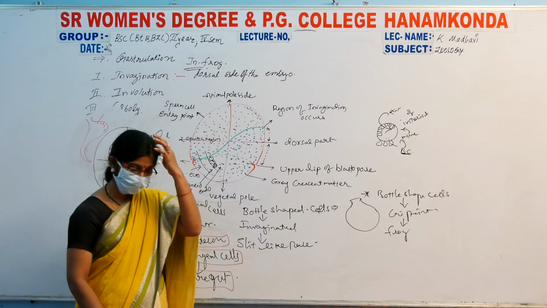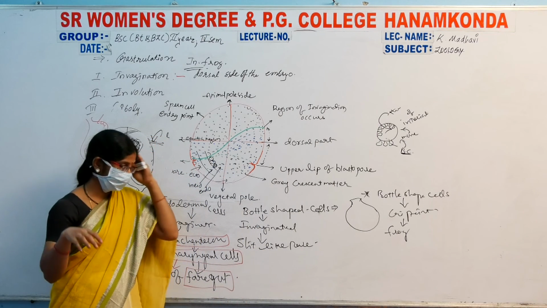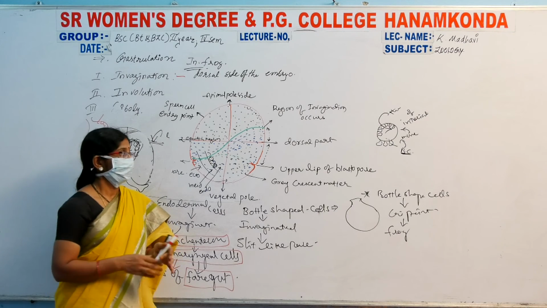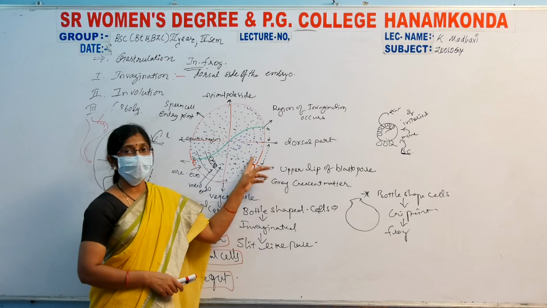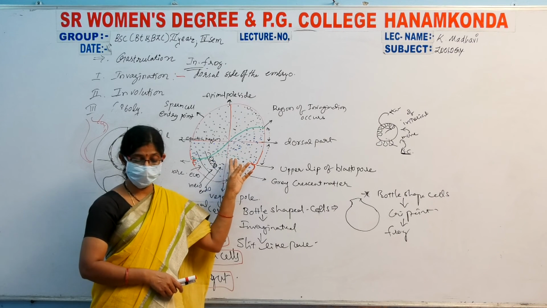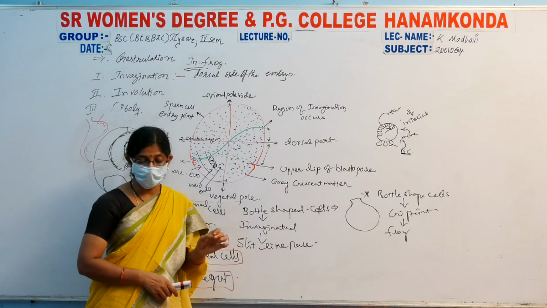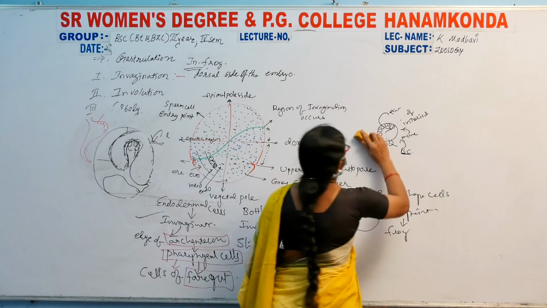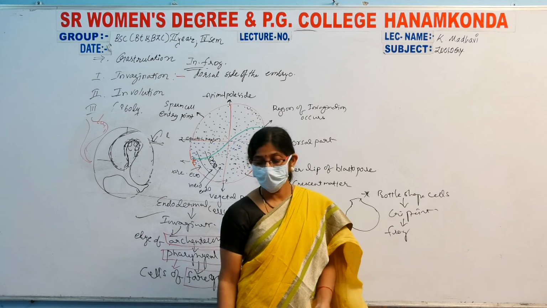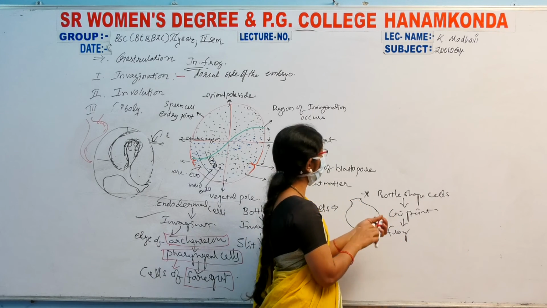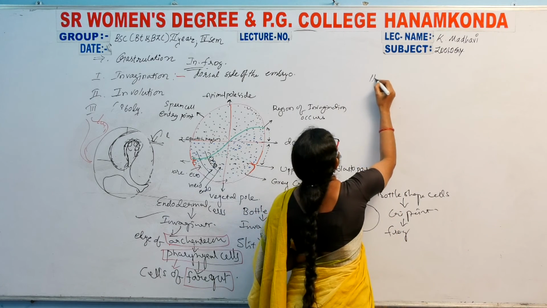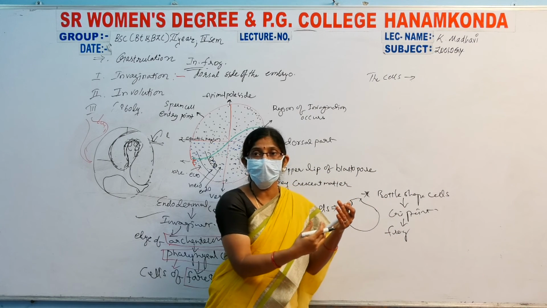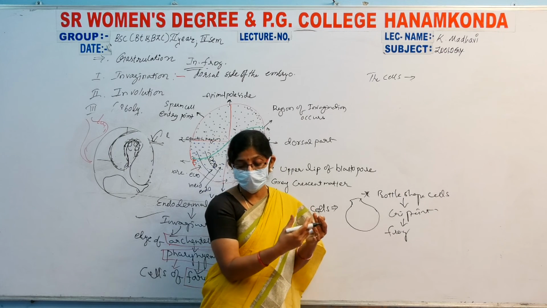Next, the cells involuting. The cells involuting over the dorsal side, moving inward over the dorsal lip of the blastopore, are called the chordamesodermal cells. Chordamesodermal cells. Now we enter the second process, that is the involution process.